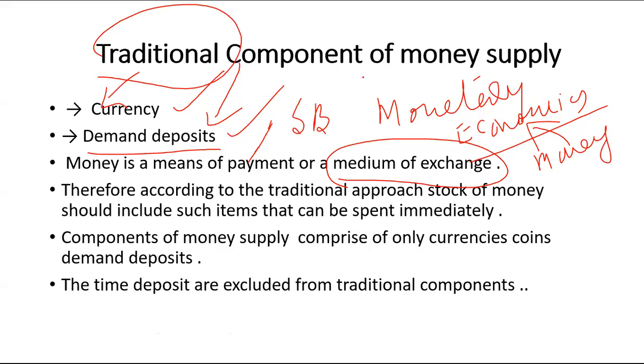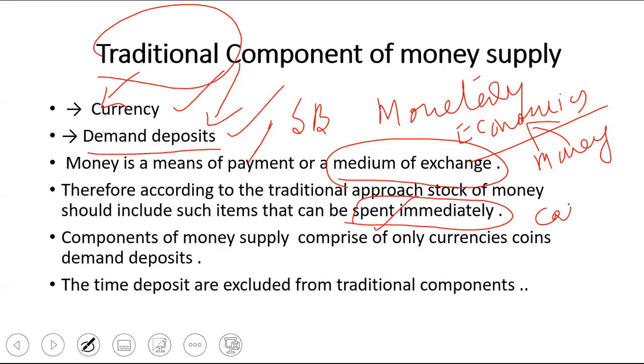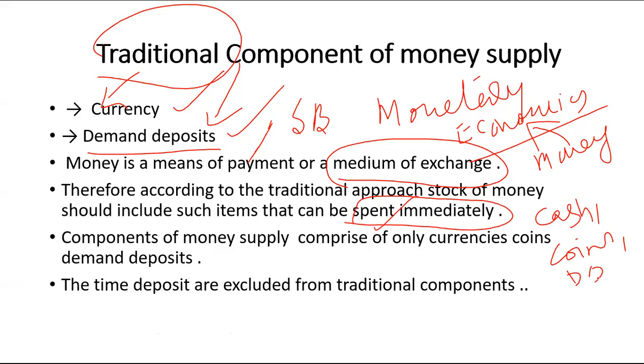Now, according to the traditional approach, the stock of money should include items which can be spent immediately. That is the meaning. Money supply includes those items where you can spend immediately. So naturally it includes cash, coins, and demand deposit. Children, the question: currency, coins and demand deposit. The traditional concept includes one currency, two coins, third demand deposit. I told you in India we call this demand deposit the saving bank deposit.